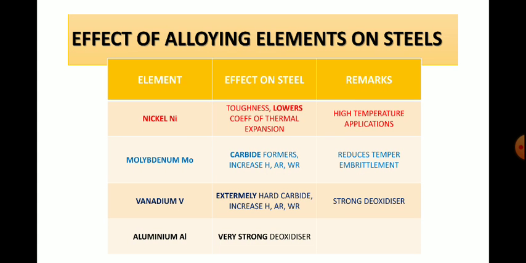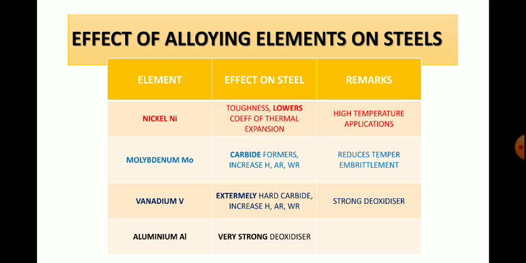The following is a summary of the alloying elements: nickel, molybdenum, vanadium and aluminum. Their effects on steels: nickel lowers the coefficient of thermal expansion, molybdenum is a carbide former and increases hardenability, vanadium forms extremely hard carbides, and aluminum is a very strong deoxidizer. The remarks: nickel is used for high temperature applications, molybdenum reduces temper embrittlement, and vanadium is a strong deoxidizer.